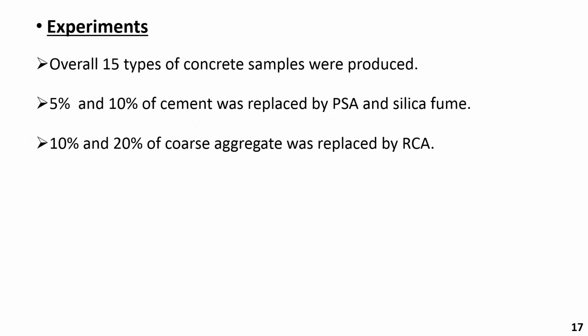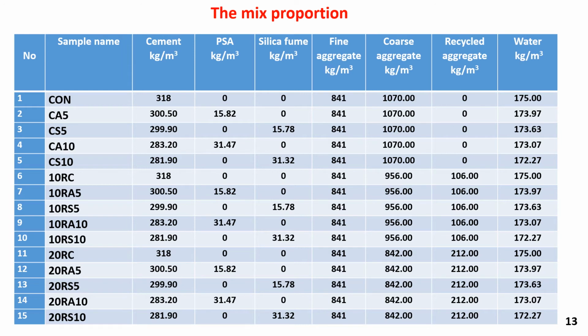Experiment: in this research, overall 15 types of concrete samples were produced. 5 and 10% of cement was replaced by PSA and silica fume. 10% and 20% of coarse aggregate was replaced by RCA. Here we can see the mix proportions of the samples. The water cement ratio was kept at around 0.5.